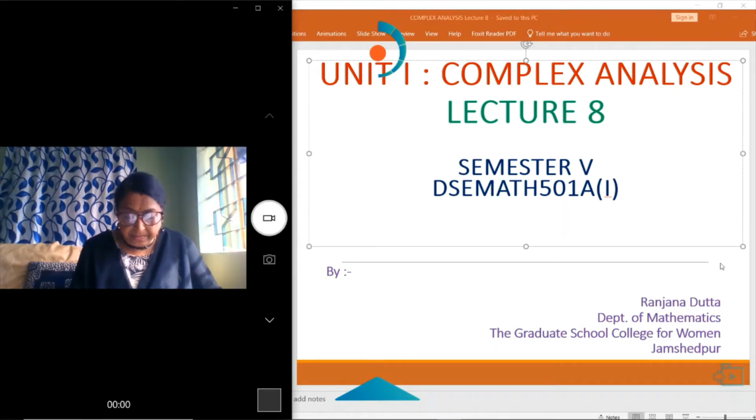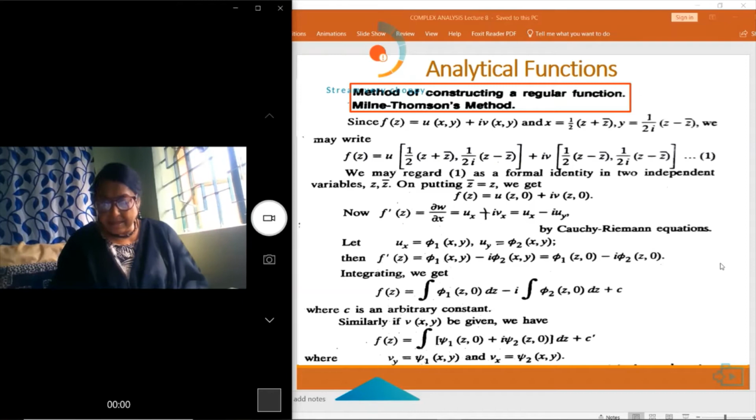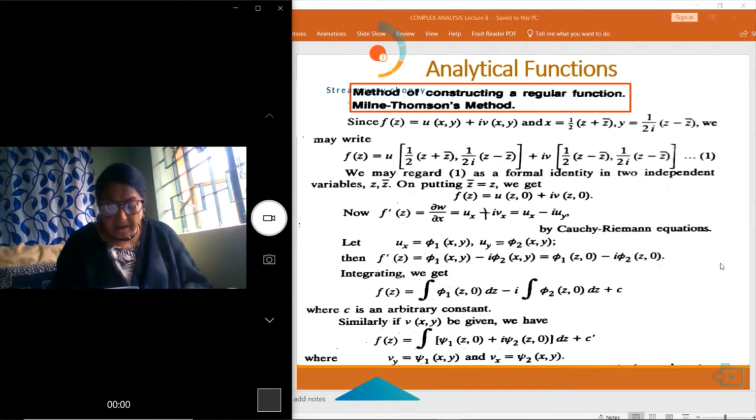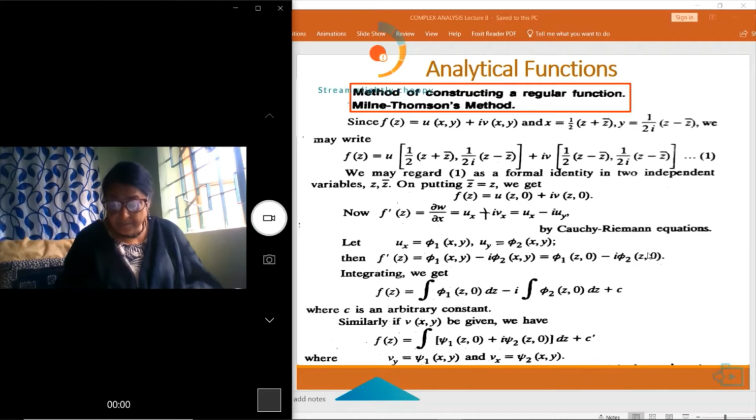Today we will study Milne Thomson's method. Let f(z) = u(x,y) + iv(x,y), where x = (z + z̄)/2 and y = (z − z̄)/2i. We may write f(z) = u((z + z̄)/2, (z − z̄)/2i) + iv((z + z̄)/2, (z − z̄)/2i). This is what we have to prove.